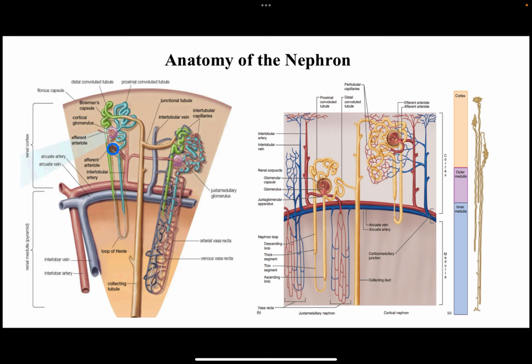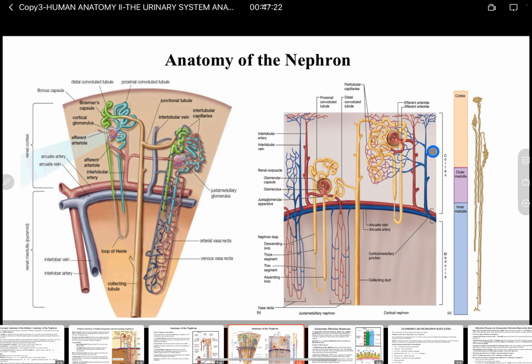Now remember that when the ascending limb of the loop of Henle rises and connects to the distal convoluted tubule, the distal convoluted tubule always forms a contact with the afferent arteriole. And that is one of the ways that you can confirm or tell that this is an afferent arteriole and this is a distal convoluted tubule. The region where it forms the contact, we call the juxtaglomerular apparatus. Okay, juxtaglomerular apparatus. Now let's look at it from this diagram.